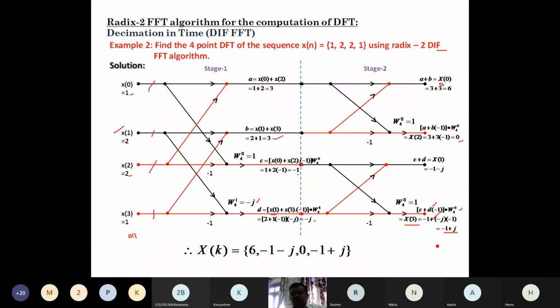X1, X1, X2 and X3. So therefore, X0 is 6, X1 is minus 1 minus j, and X2 is 0 and X3 is minus 1 plus j is the calculation. It is purely the exact reverse operation of DIT. Okay, you must be perfect in calculating the node values.